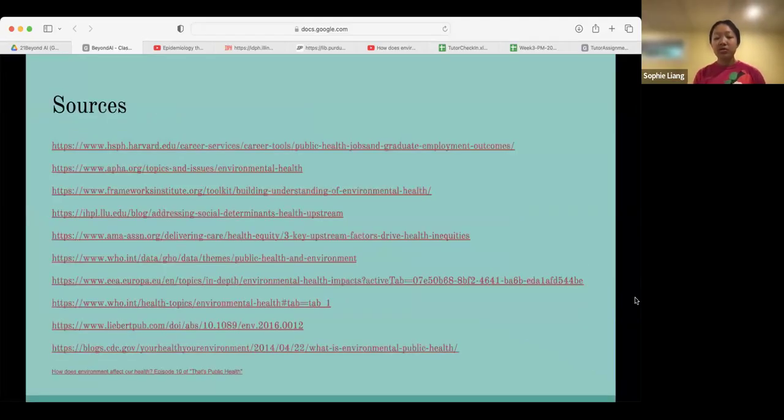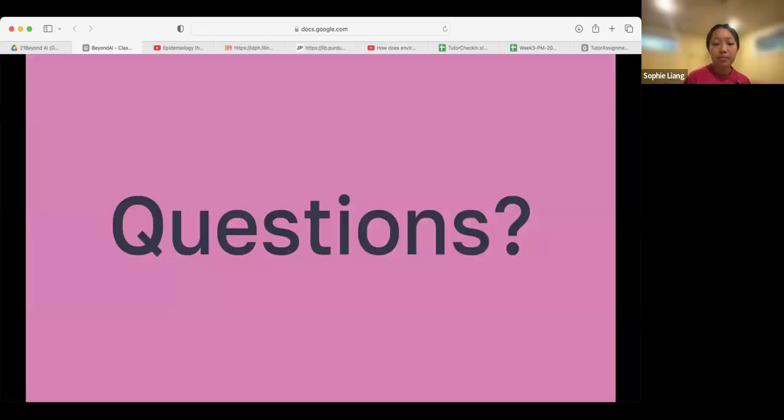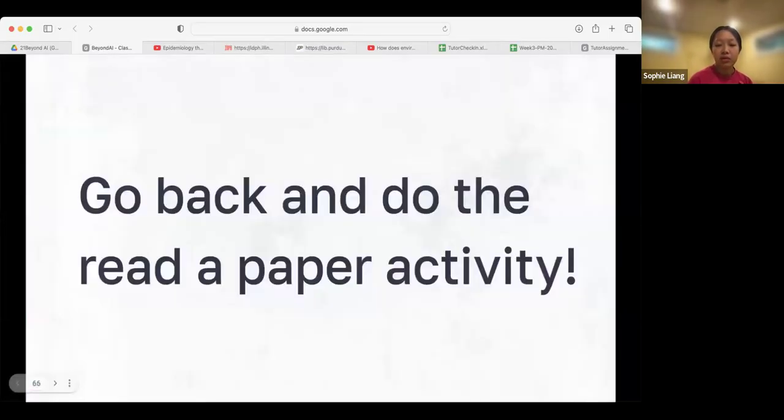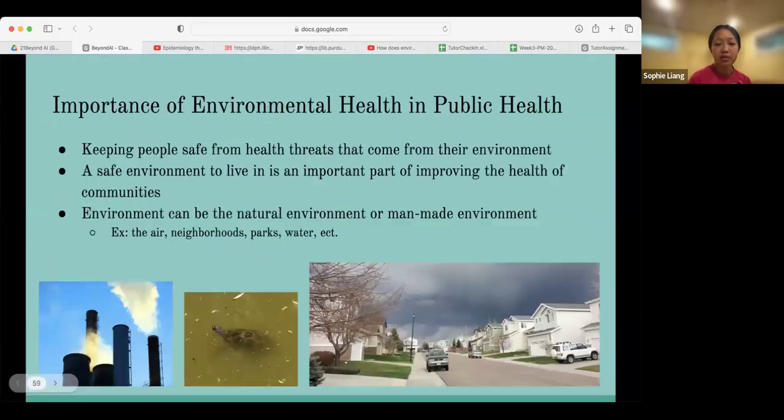Okay, here are the sources for that section. And now we have about 40 minutes left. So we're going to do that paper reading activity from before. But before we do that, does anyone have any questions at all? No, okay. We'll go back and do the paper activity.